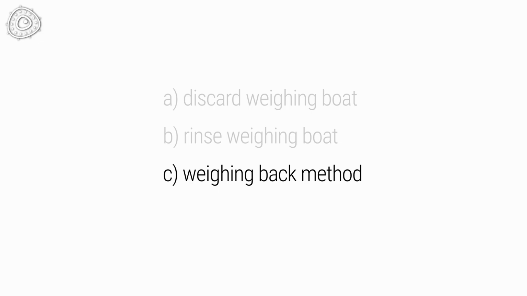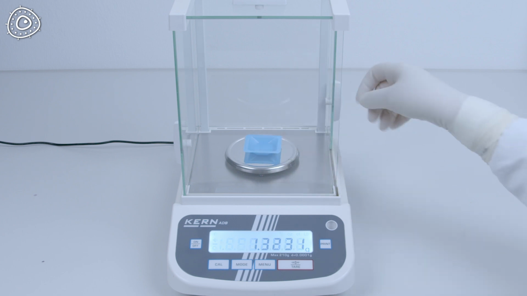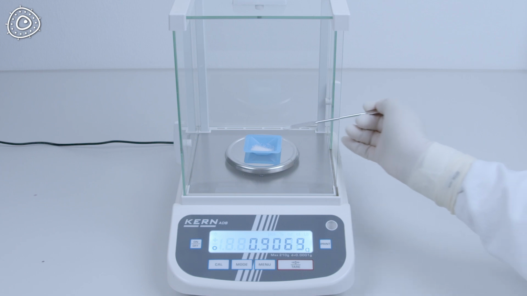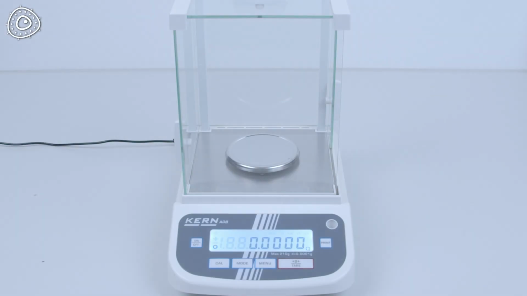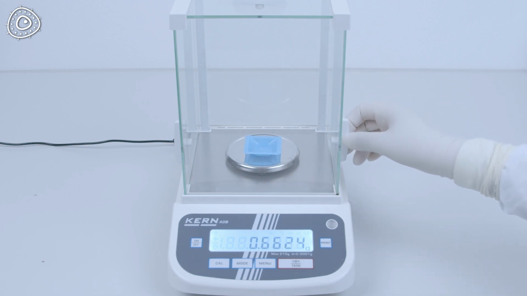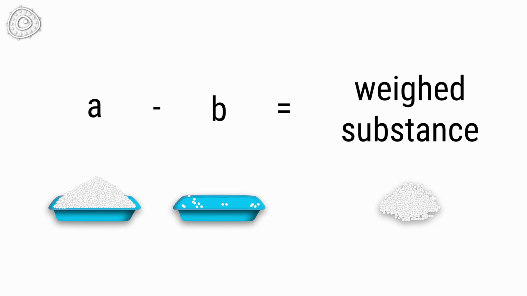Now, if your weighing has to be really accurate, use the weighing back method. Before you start weighing, press tare. Then weigh the tube, the weighing boat, or any other container. Then weigh in the amount of the substances you want to weigh. Transfer the substance and then put the tube, the weighing boat, or the container back on the balance. Close the glass door and wait until the value on the display settles. Note down that value and subtract it from the weighed amount. This will be very accurate weighing.